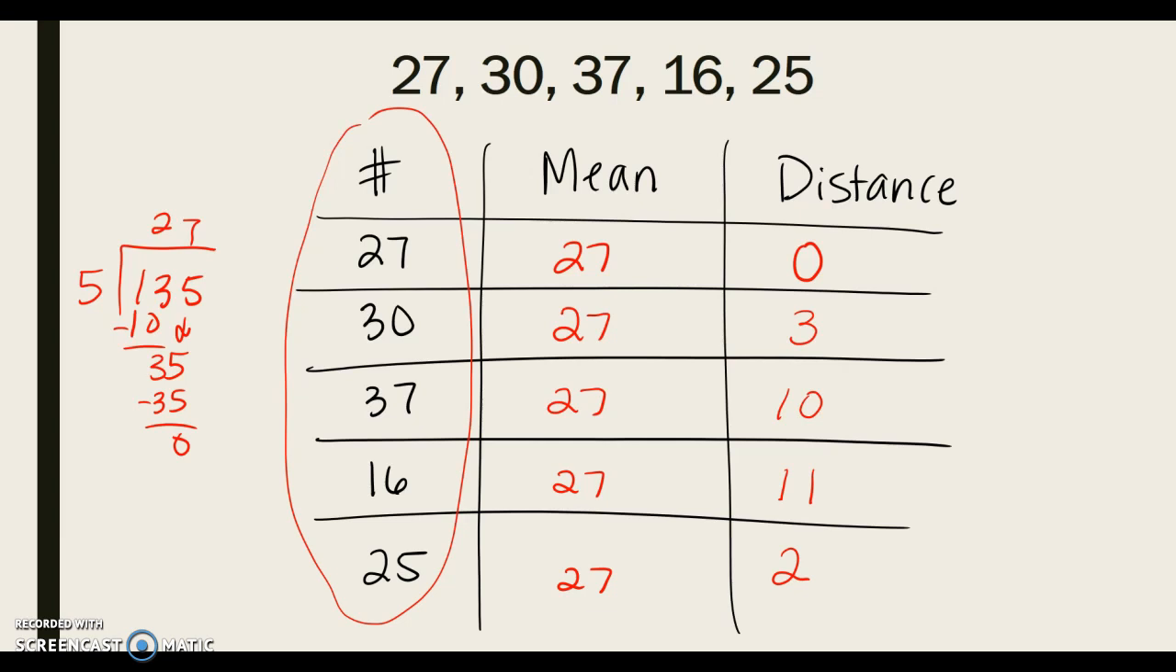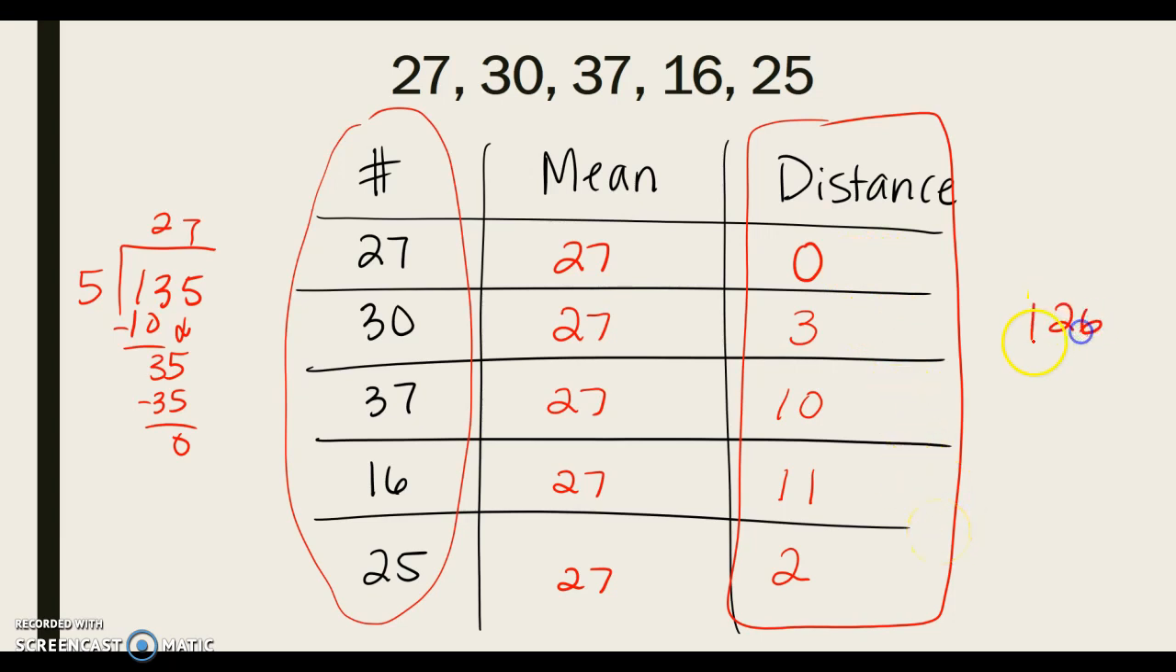Now step 3 has us finding the mean of our distances. So we need to add up these 5 numbers and then divide by 5. So if we add up 0 plus 3 plus 10 plus 11 plus 2, you get the sum 26. So we need to take that number and divide it by 5 because, again, there are 5 numbers in that data set. So 5 can go into 26 5 times. Here we're going to have a remainder. Now remember, we should have a remainder of 1.